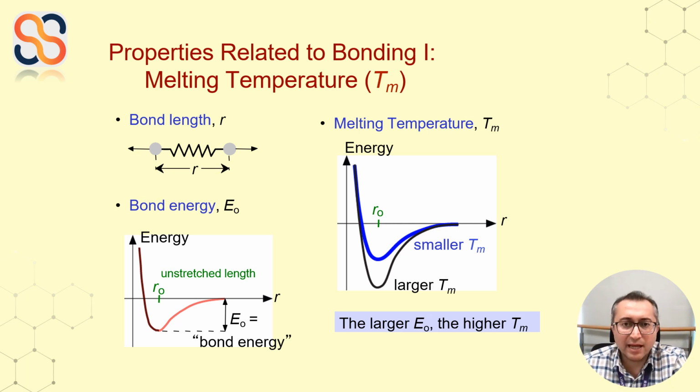To illustrate, we can look at a graph that shows energy as a function of bond length. As we bring two atoms closer together, their energy decreases due to attractive forces until we reach a minimum energy point. This point corresponds to the bond energy, or E0. Beyond this optimal distance, if we push the atoms closer, we see an increase in energy due to repulsive forces, leading to instability.